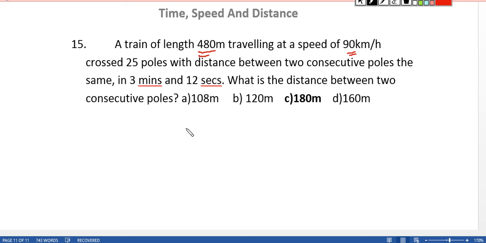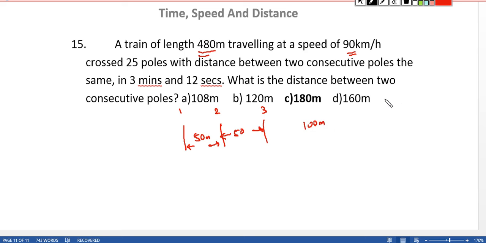Okay, let me give you a different scenario. Say there are 3 poles and the distance between each pole is 50 meter. So the distance between pole 1 and pole 2, and the distance between pole 2 and pole 3 is the same. So what's the distance between pole 1 and pole 3? It's 100 meters, right?